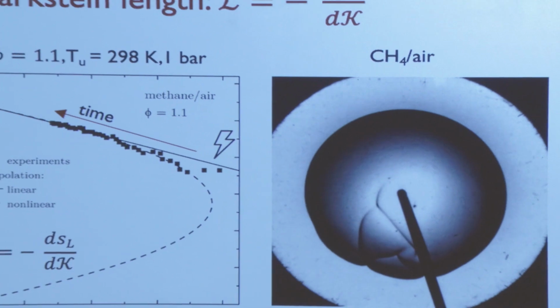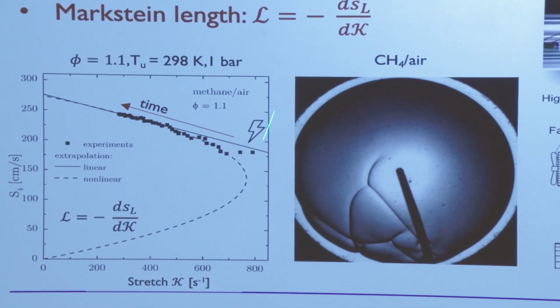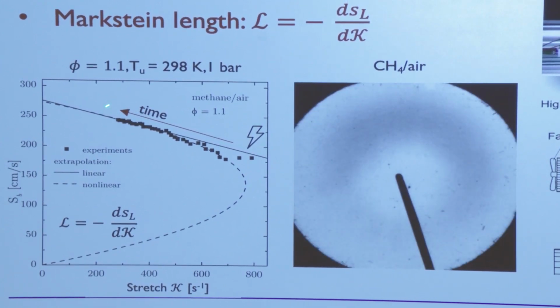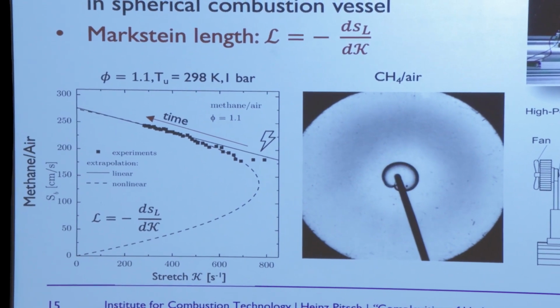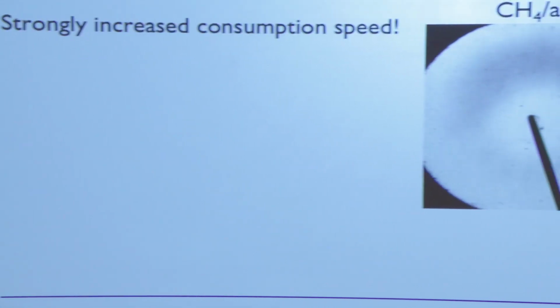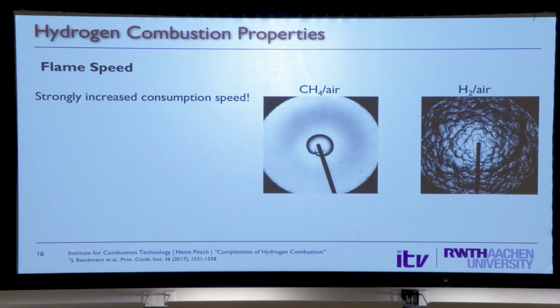This shows the burning speed as a function of stretch. And then this slope here is the negative Markstein length, right? That's what we said earlier. And here, smaller curvature gives you faster flames. High curvature gives you slower flames. This is for methane. This here shows now an experiment for methane and for hydrogen, next to each other.